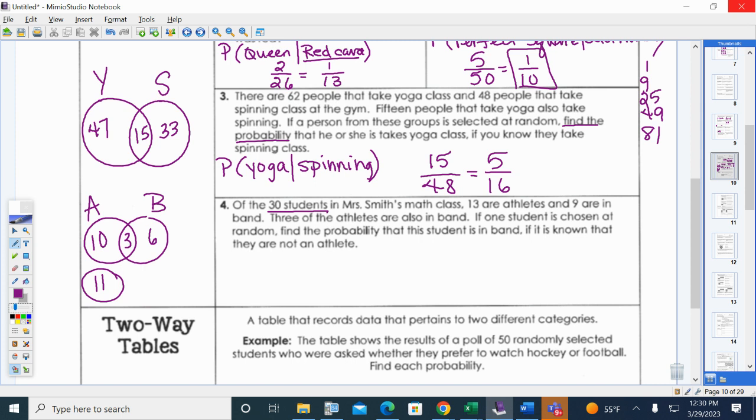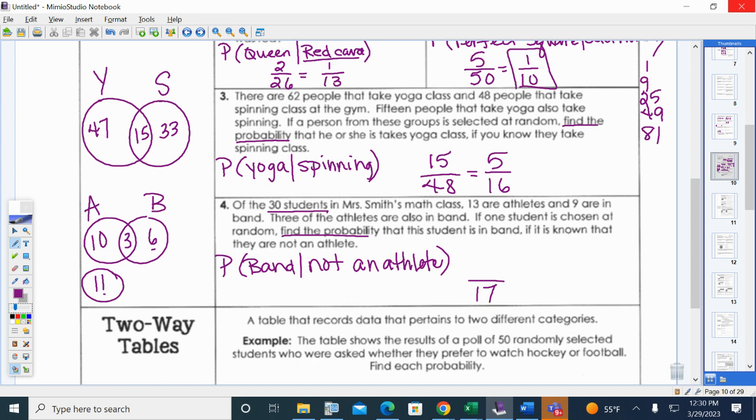So let me go back to the find the probability that the student is in band. So probability that we've got band, given that they are not an athlete. So given that they are not an athlete, how many kids are not an athlete? Because remember, that's my denominator. They are not an athlete would be the 6 plus the 11. So that's going to give me 17 students that are not athletes.